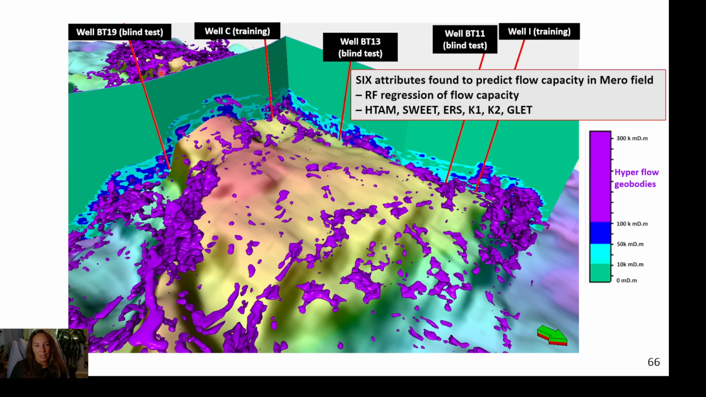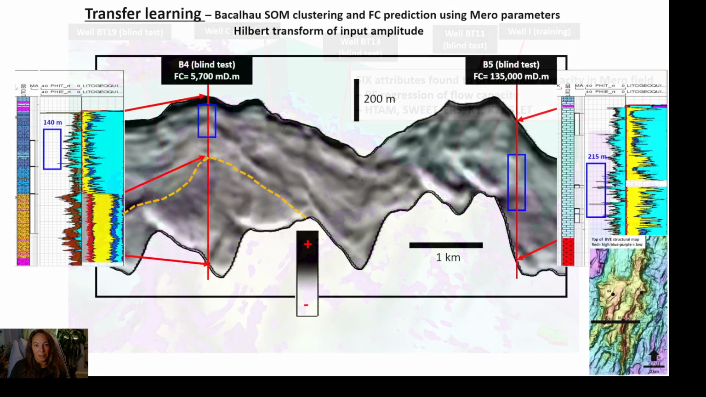In this case, there were a couple of wells that were saved, so this is the Mero field, for blind testing. And what he found is that the machine learning algorithm, and these attribute combinations, could identify hyperflow geobodies. So you can pick these out and then target them.